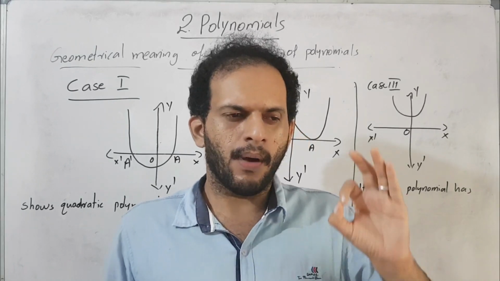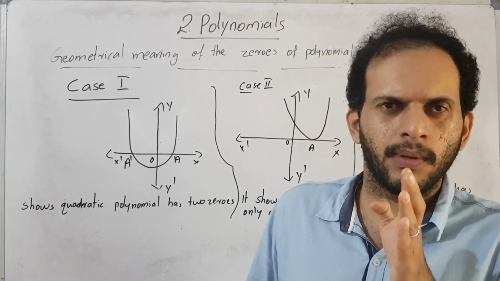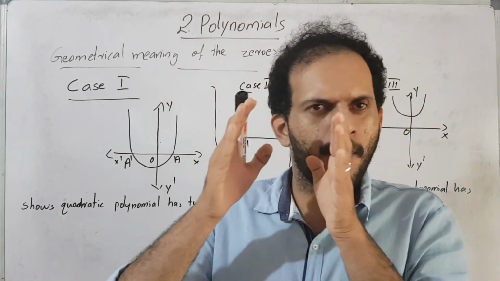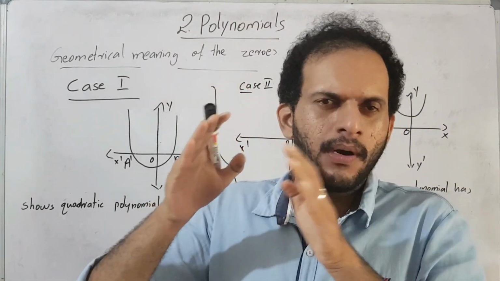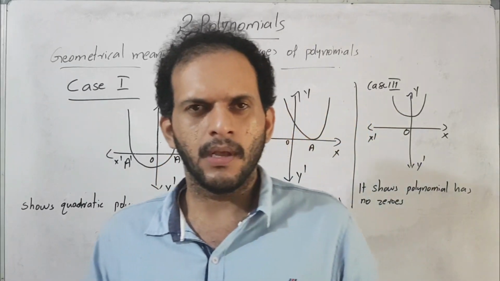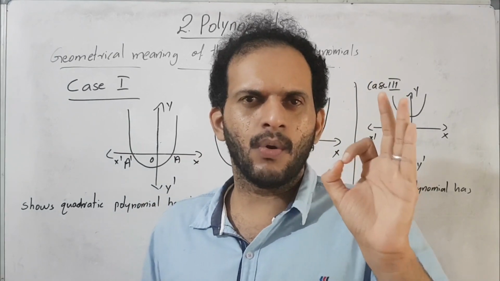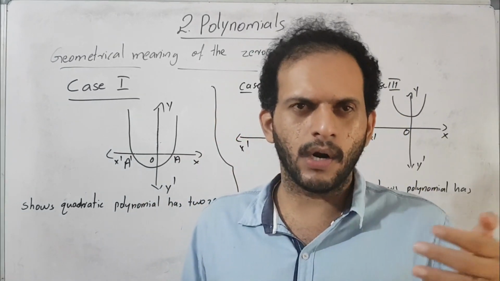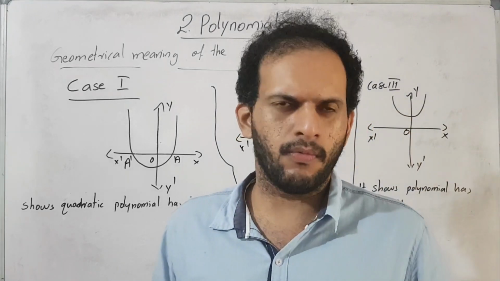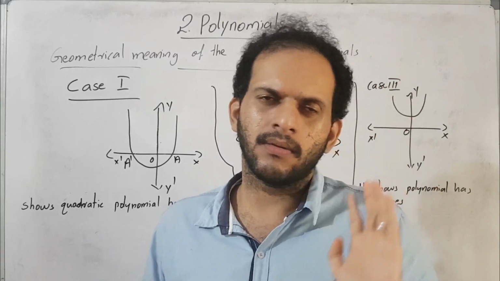Am I right? To find the zeros of a polynomial, we just check how many times the graph of the polynomial cuts the x-axis. How many times the graph intersects the x-axis, that many zeros the equation has. Zeros are where the graph cuts the x-axis, that is important.